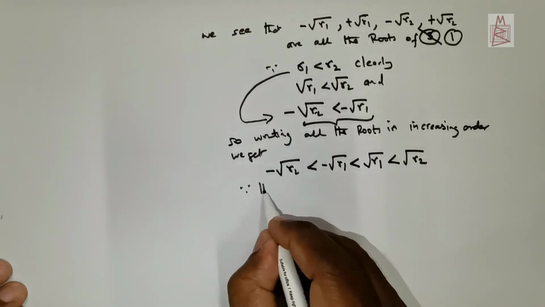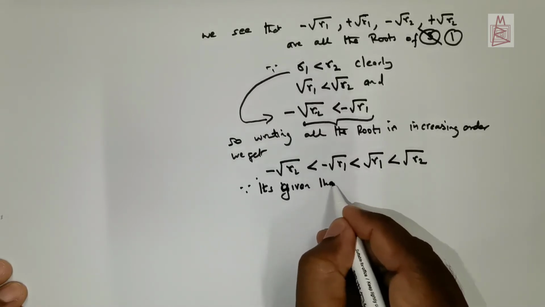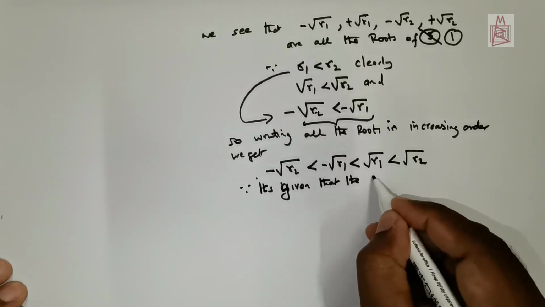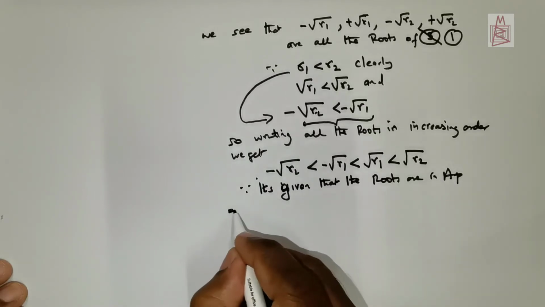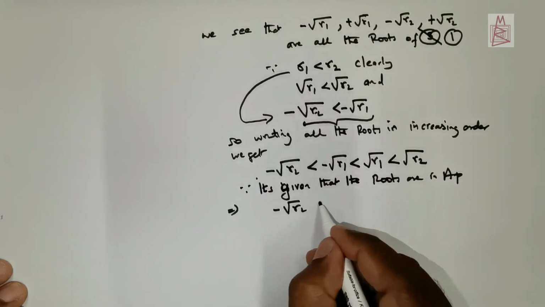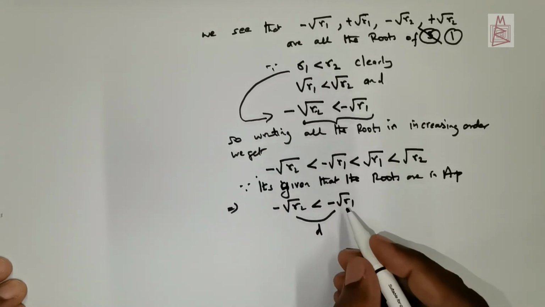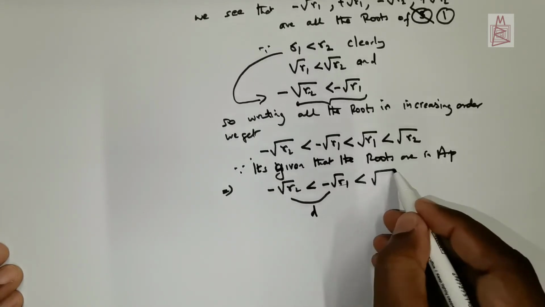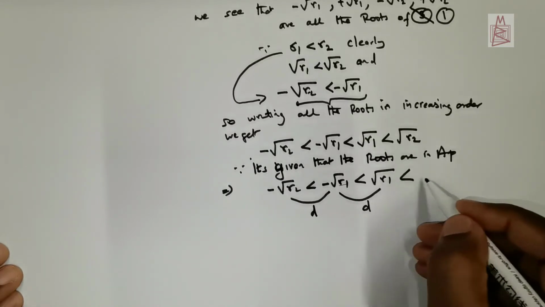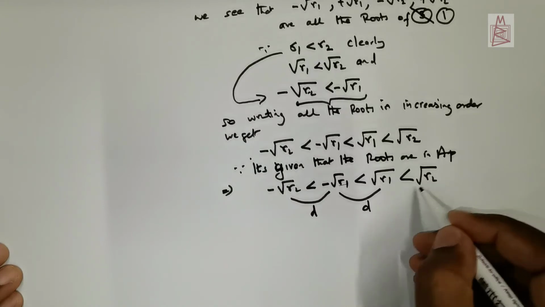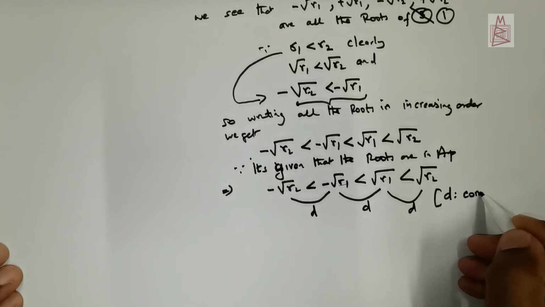Now since it is given that the roots are in arithmetic progression, this would mean that for negative root of R2 less than negative root of R1, the distance between these two roots will be d. Negative root of R1 less than positive root of R1, the distance between these two, the common difference, is going to be d. And positive root of R1 less than root of R2, this distance is going to be d. So what is d? d is nothing but the common difference.